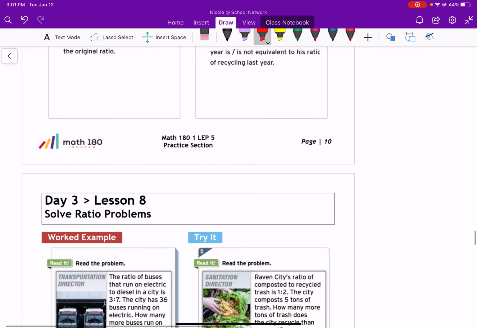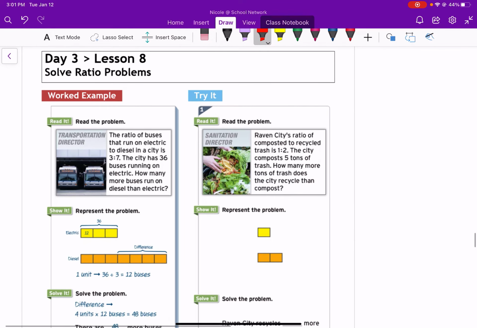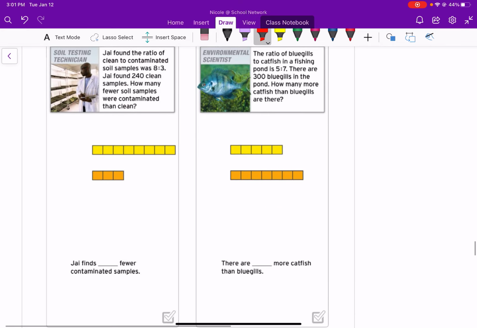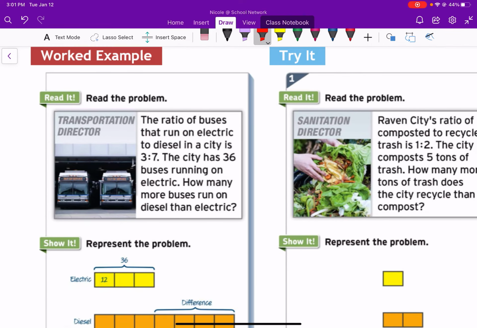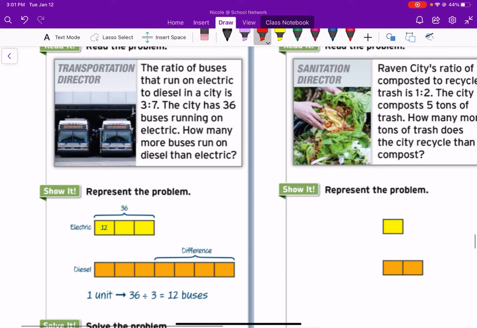Okay, so you should have done that. Now moving on to solve ratio problems. So let's read this worked example. The ratio of buses that run on electric to diesel in a city is 3 to 7. The city has 36 buses running on electric. How many more buses run on diesel than electric? So here they drew it out. We have 3 parts electric to 7 parts diesel.